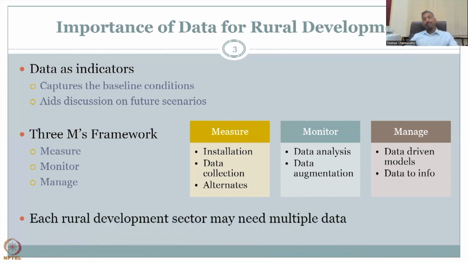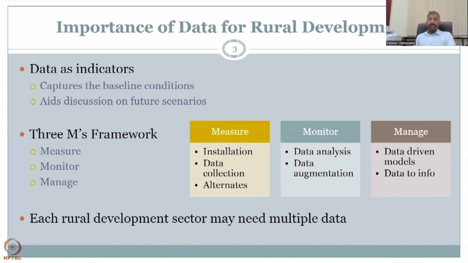Moving on, each rural development sector may need multiple data. This we have already seen, right? There are multiple sectors: water, soil, infrastructure, education. So each would require its own data.